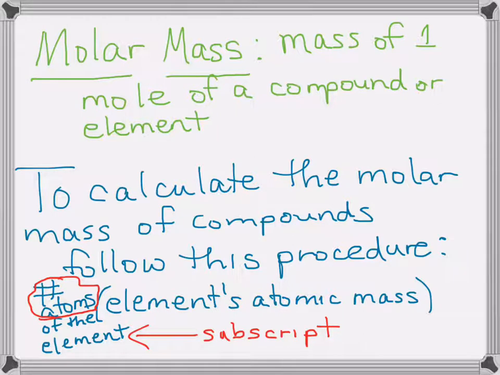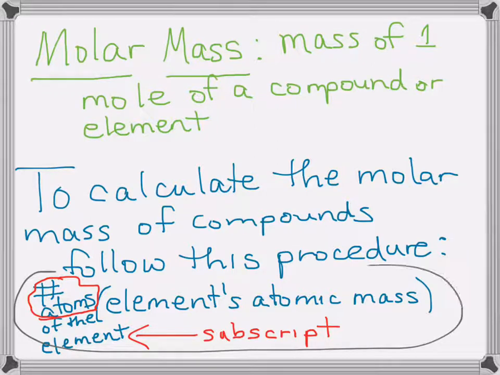So in a compound, you've got 2 or more different atoms or elements there. So you're going to be adding up this answer that you get with all the rest. So there's 2 or 3 ways to do this.